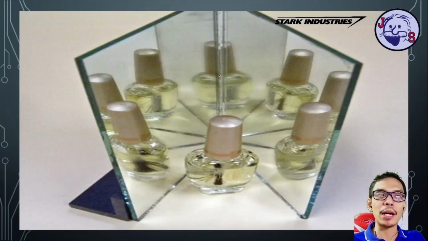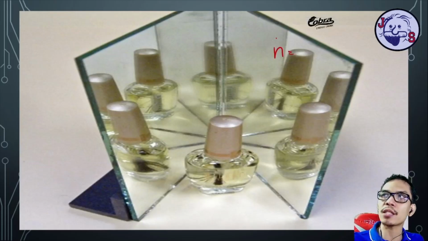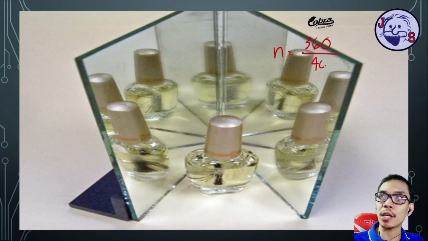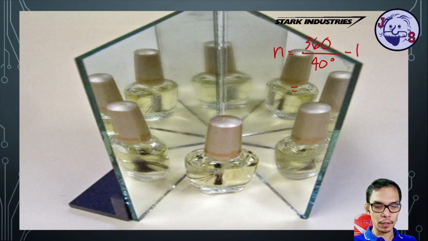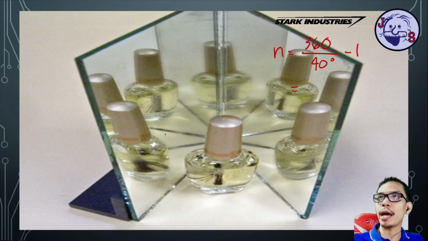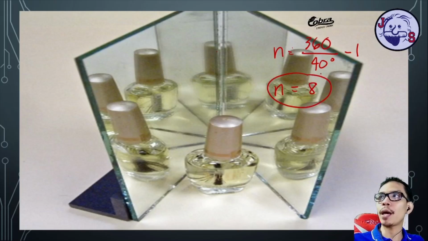So how about this one? Probably this one is N is 360, so probably this is arranged at 40 degrees. That's my assumption. Minus 1. So 360 over 40, we have 9. Then minus 1, that will become 8. So 1, 2, 3, 4, 5, 6, 7.